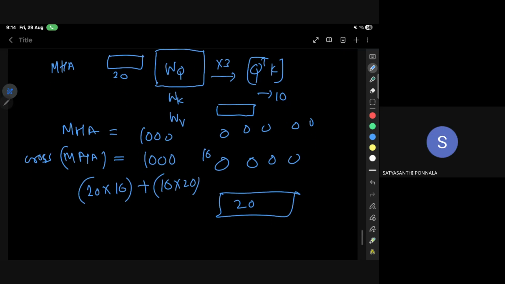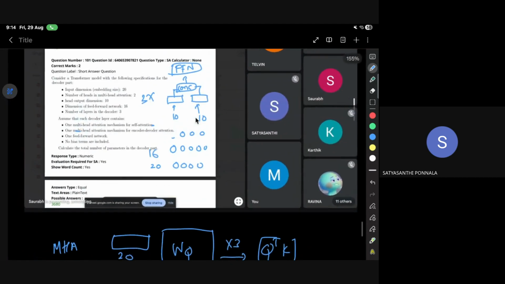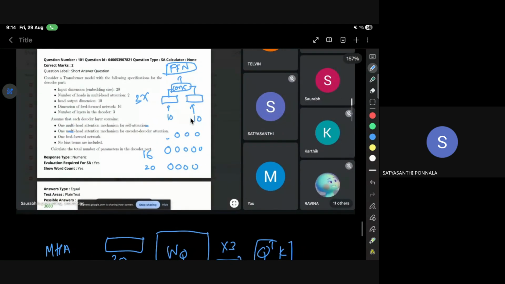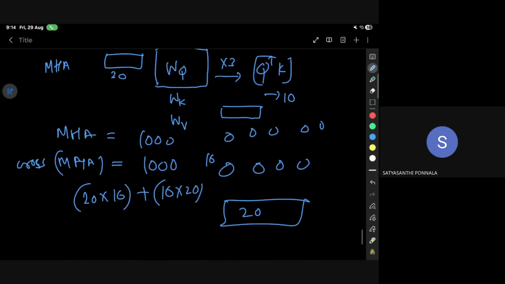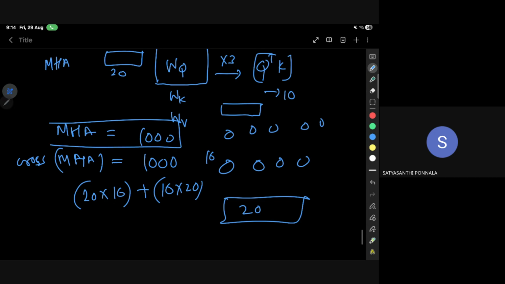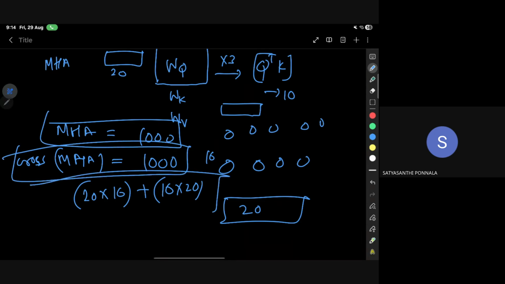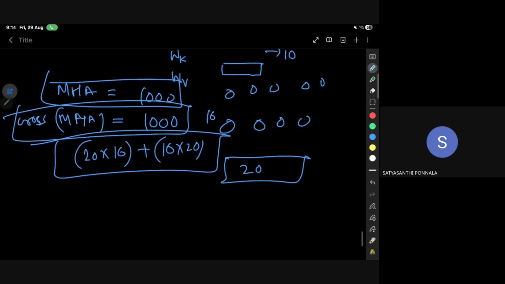So these 3 things I do, and nothing else, right? So these 3 components are there: one is MHA, then the cross attention, and third is this. If you add all of this, you get the final number of parameters.